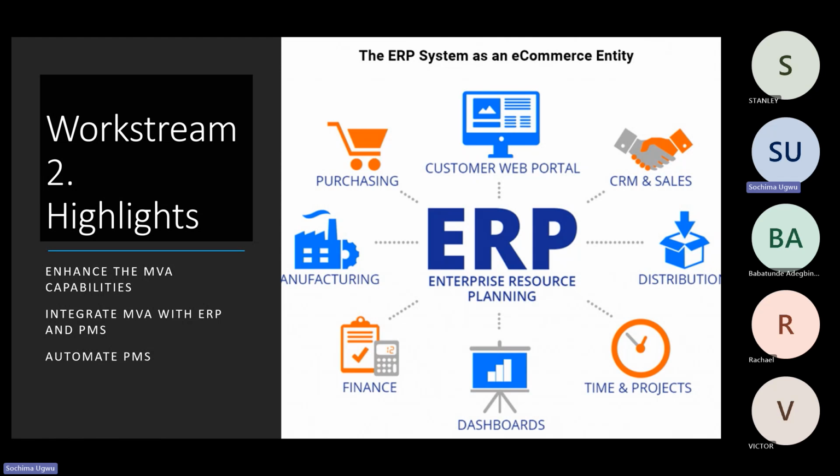But what are we enhancing? Which functionalities are we enhancing? Which side of the MVA are we enhancing? Okay, we need to integrate the MVA with the ERP and the PMS. That's fine. But what is the expected result? Right? So if you're integrating two systems, obviously there's got to be something you're hoping to get out of it.